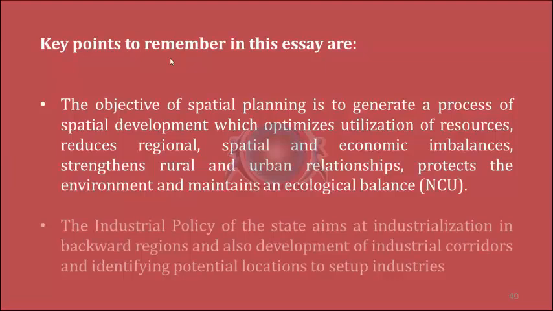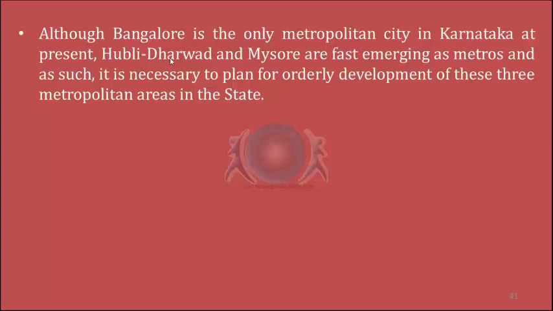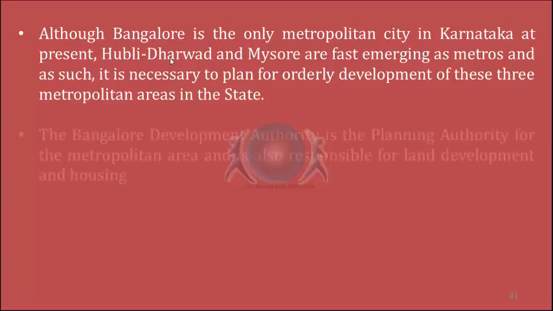ecological balance. The industrial policy of the state aims at industrialization in the backward regions and also development of industrial corridors, and it identifies the potential locations to set up industries. Although Bangalore is the only metropolitan city in Karnataka at present, Hubli, Dharwad and Mysore are fast emerging as metros, and as such it is necessary to plan for an orderly development of these three metropolitan areas in the state.